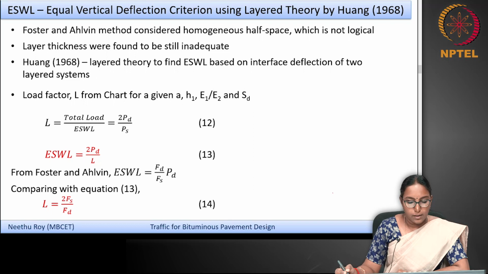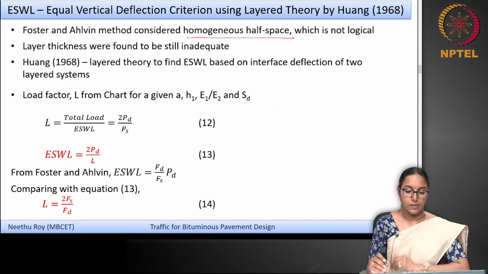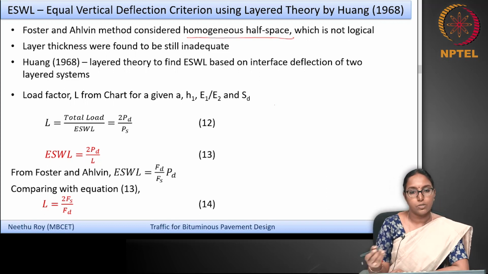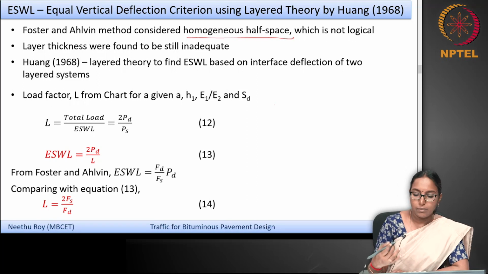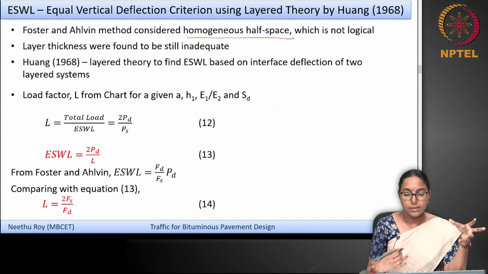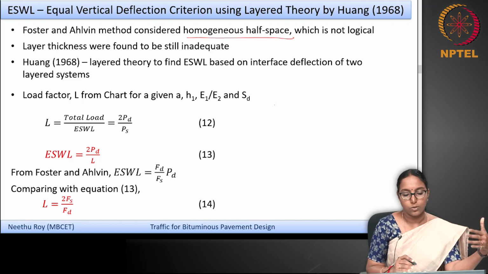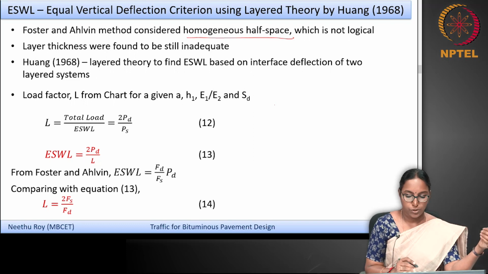Now, the Foster and Ahlvin method that we discussed just now has considered a homogeneous half space, that is, the pavement has only one layer, which is not logical because we may have multiple layers in the subgrade and the pavement. So at least 2 layers are to be considered, because you have a subgrade and a top pavement layer. Okay, but the design based on that approach was giving a more or less okay design.